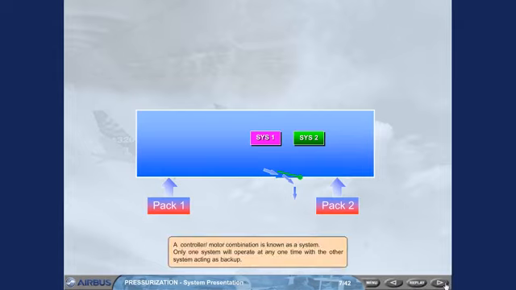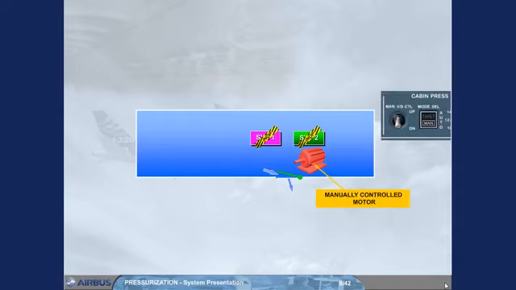A controller-motor combination is known as a system. Only one system will operate at any one time, with the other system acting as backup. A third motor is installed for use in the event of both automatic systems failing, and requires a manual input to open or close the outflow valve.